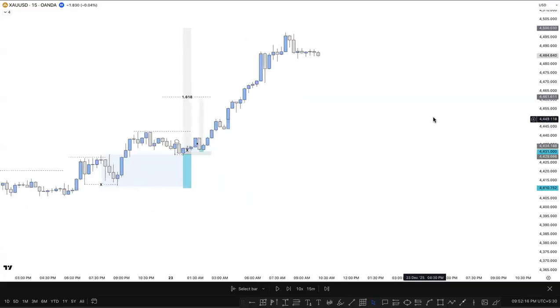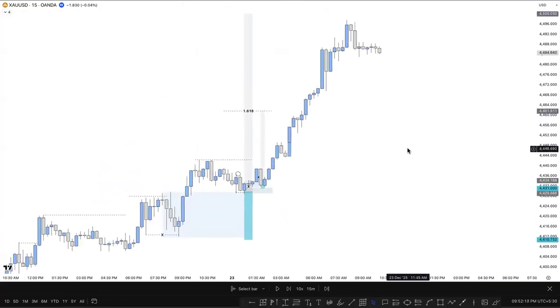In this case, where is the inducement and PY? Everyone mark here. Yes, everyone mark here. And where is the PY? What if we are expecting the next buy setup?